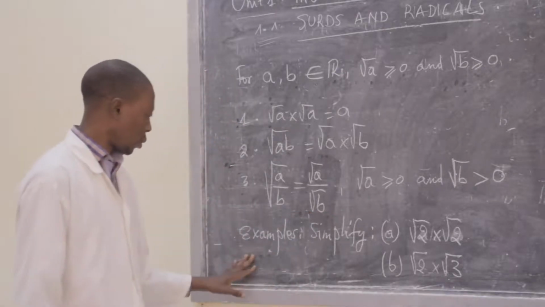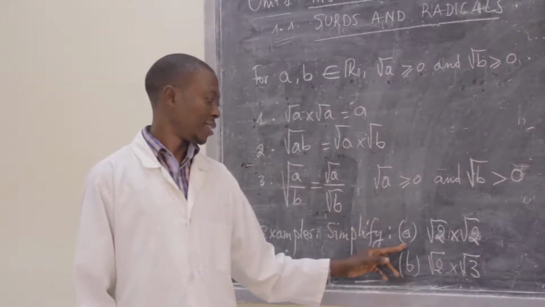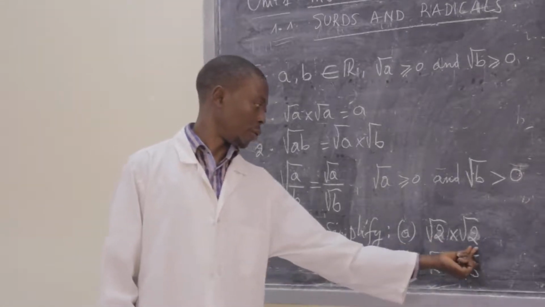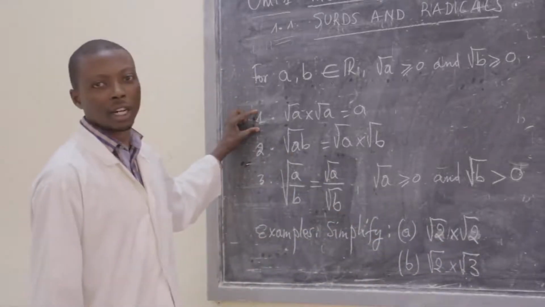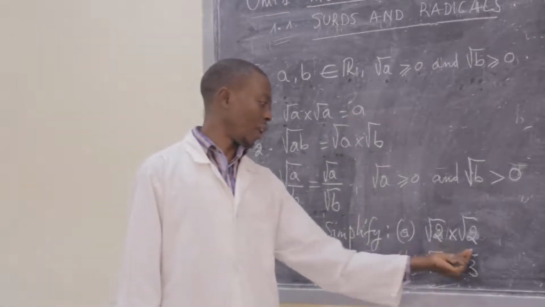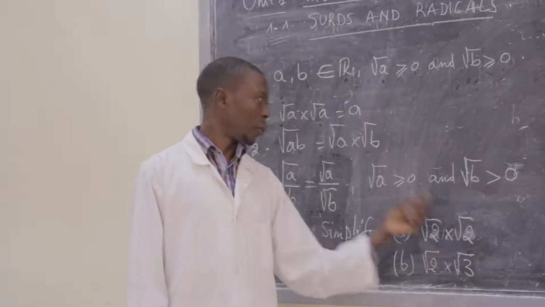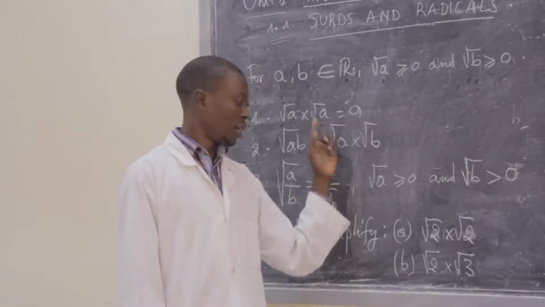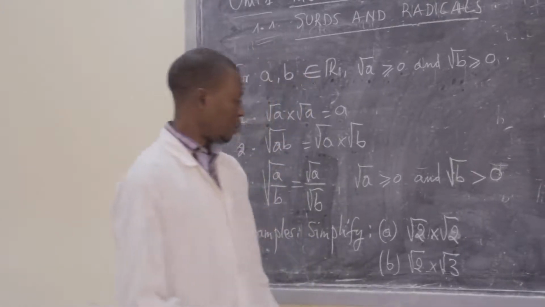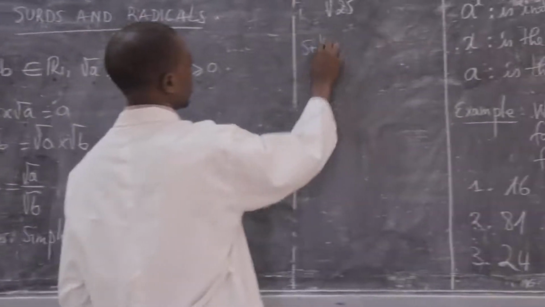Please, examples. Simplify: A, the square root of 2 times the square root of 2. Remember property number 1 here: the square root of A times the square root of A is equal to A. Because here we have 2 and 2, it is as if they were A and A. We come again to this property, and we get automatically that the square root of A times the square root of A will be A.